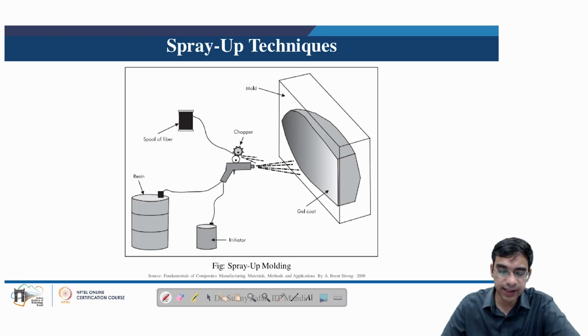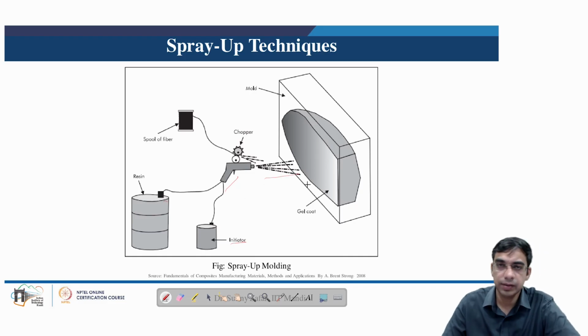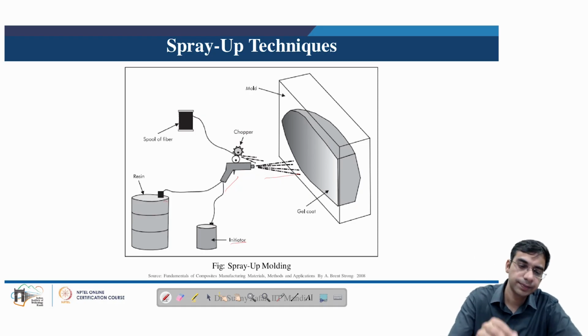So here we can see the schematic of the spray molding, spray up technique, where we can see the initiator or the hardener and the resin being pumped into the spray gun, and a fiber spool providing the chopped fiber. In several cases, chopped fiber may not be used. The initiated resin may be directly sprayed onto the mold, and the fiber may already be pre-placed, which is the case with wind turbine blades.